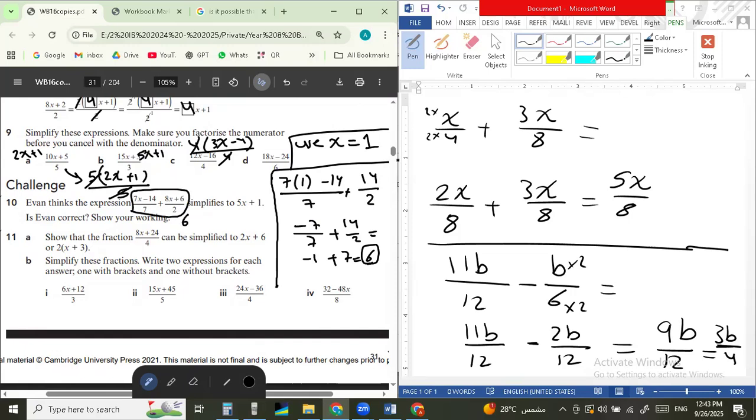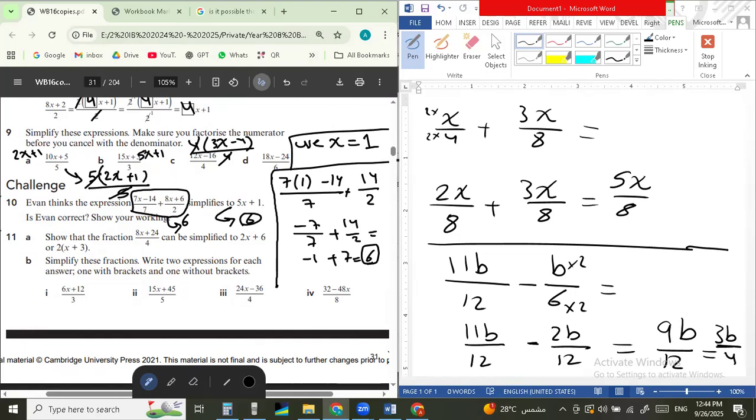Now, what if I write also 1 here? Let's do it. We use x equals 1. 5 times 1 is 5, 5 plus 1 is 6. Okay, Ivan is correct, because if I use x equals 1, this will simplify to 6, and this will also simplify to 6. So yes, both of them are equivalent, and this one simplifies to this one.